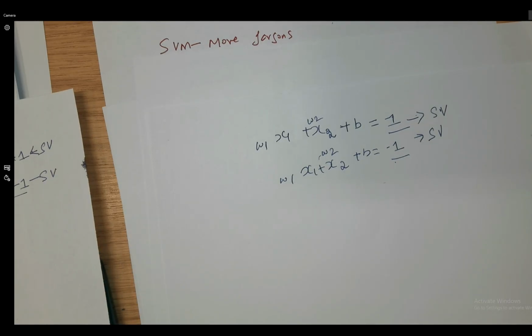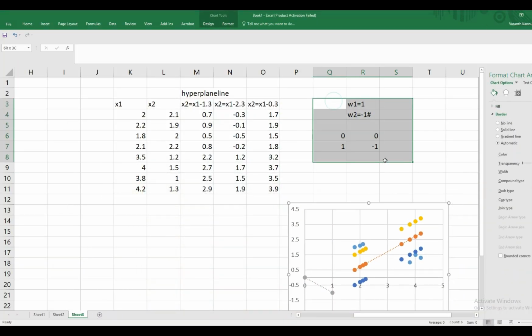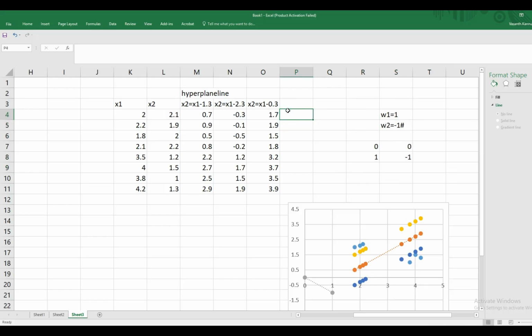So we can try that. Let's do that. W1 is 1 multiplied by x1, plus W2, which is minus 1, multiplied by x2, plus bias, which is minus 1.3.